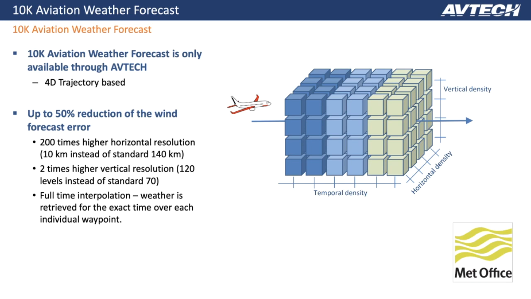The result, as shown in AVTECH's wind uplink service measurements, is up to a 50% reduction of the wind forecast error. And this is really coming from a 200 times higher horizontal resolution. So we have 10K instead of 140K. We have a 2 times higher vertical resolution with 120 levels instead of the standard 70. And we're also doing a full-time interpolation, which means that we retrieve the weather for the exact time when the aircraft is passing a waypoint.